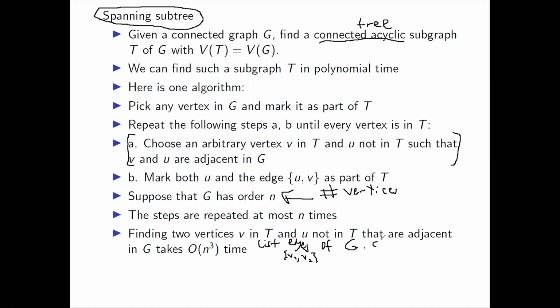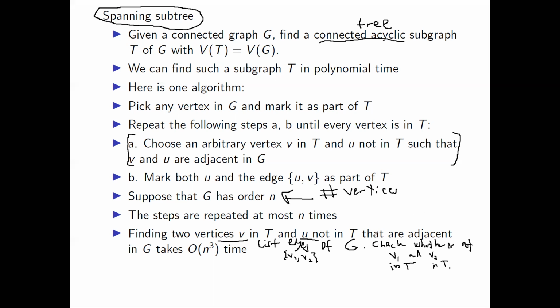And we'll check whether or not V1 and V2 are in T. So we can just check for both of those vertices in each of the edges of G. So given any edge of G with some vertices V1 and V2 in it, we just check whether or not V1 is in T and whether or not V2 is in T. And based on that check, we can determine whether exactly one of them is in T, and that means the other one's not in T, and that gives us a valid vertex V and vertex U.